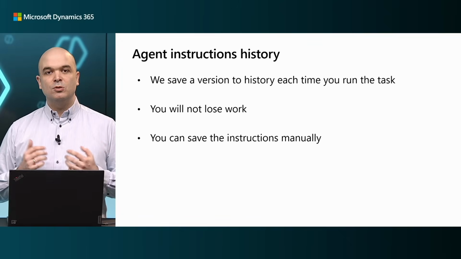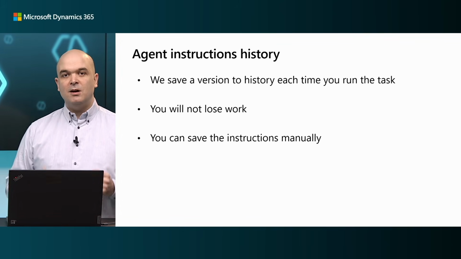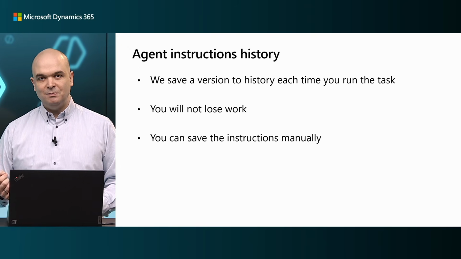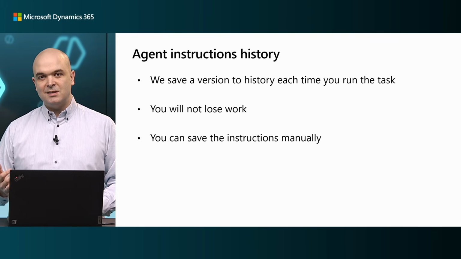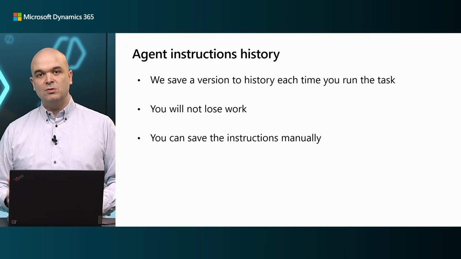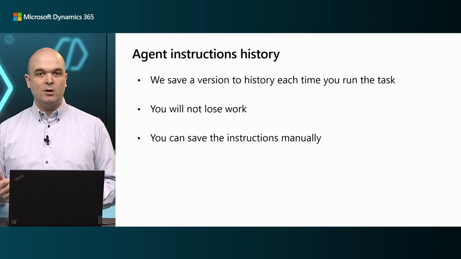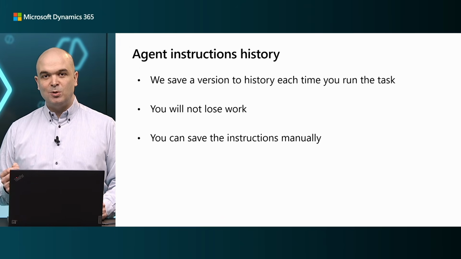In this video, I'm going to show you how you can use the agent instruction history in order not to lose any work. We are auto-saving all of the instructions that you are typing in the agent playground. Every time you run the task, we are going to save a version to the instruction log. This way we are ensuring that you do not lose any work. You are still able to save the specific instruction version to the history if you want to do it manually.